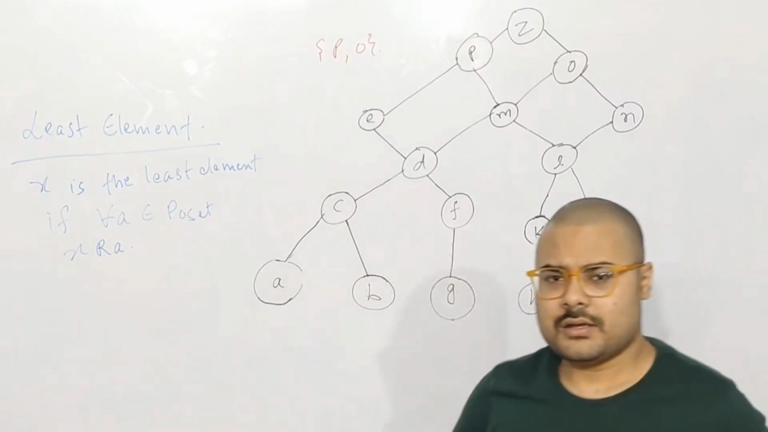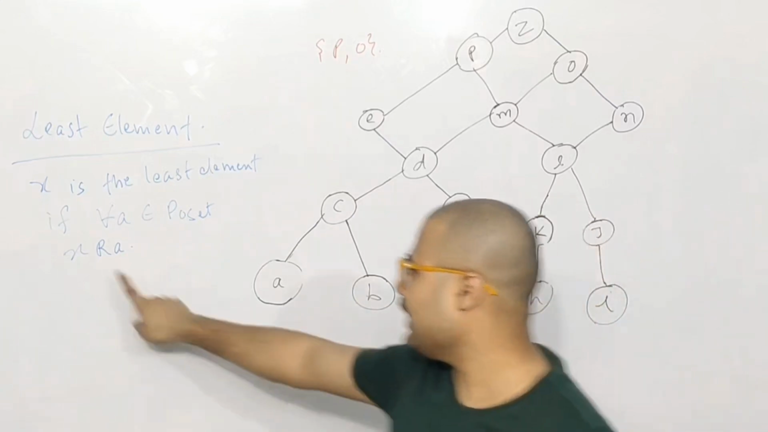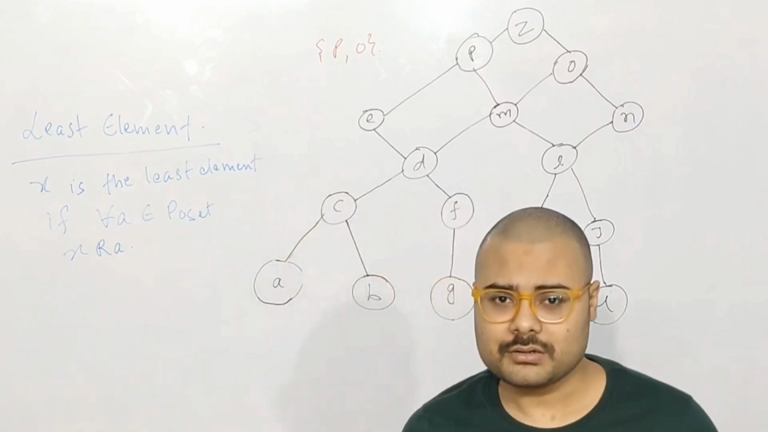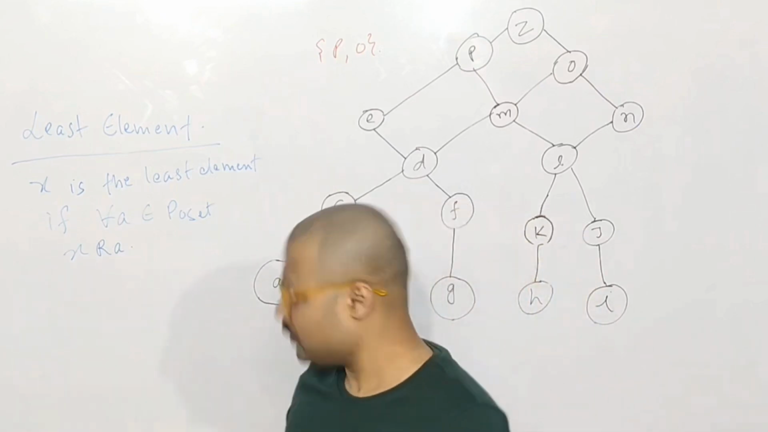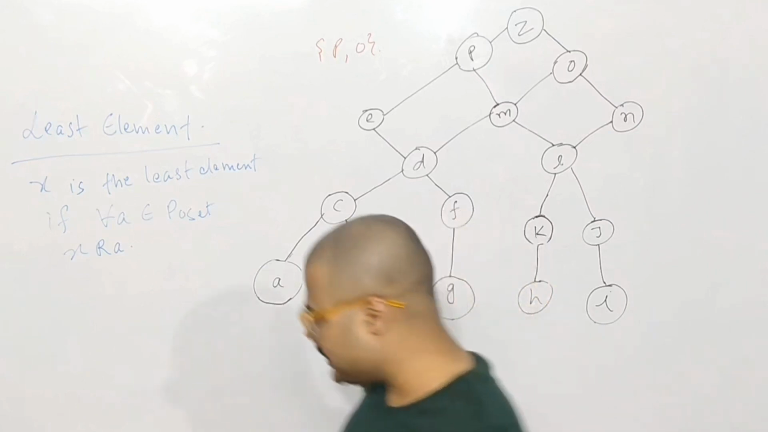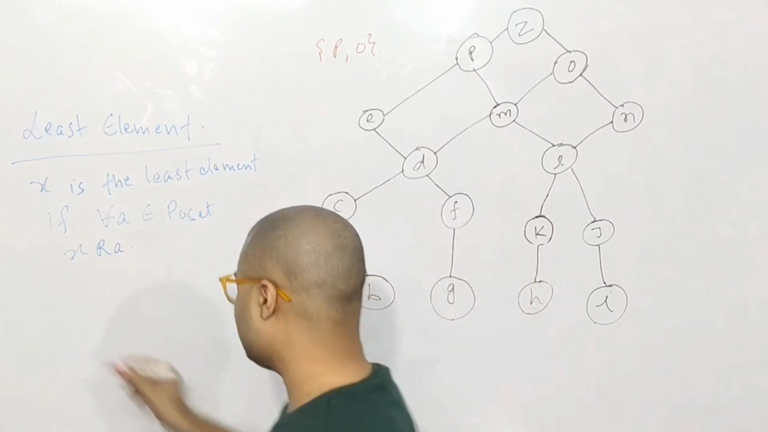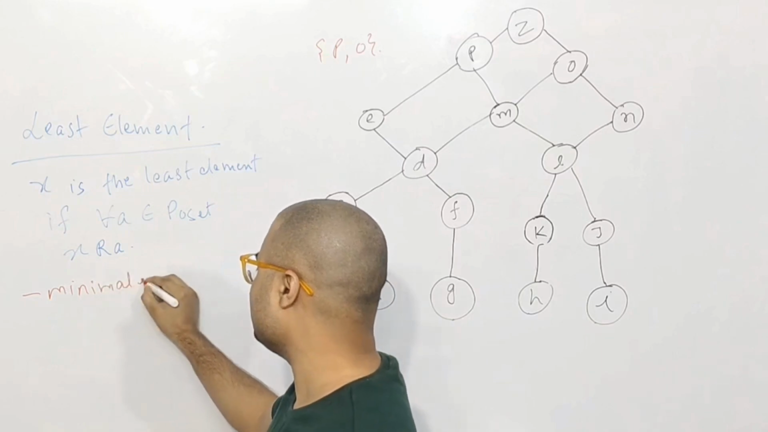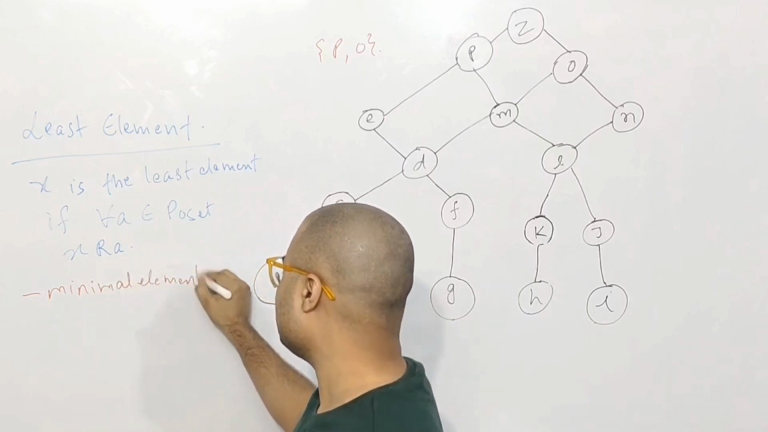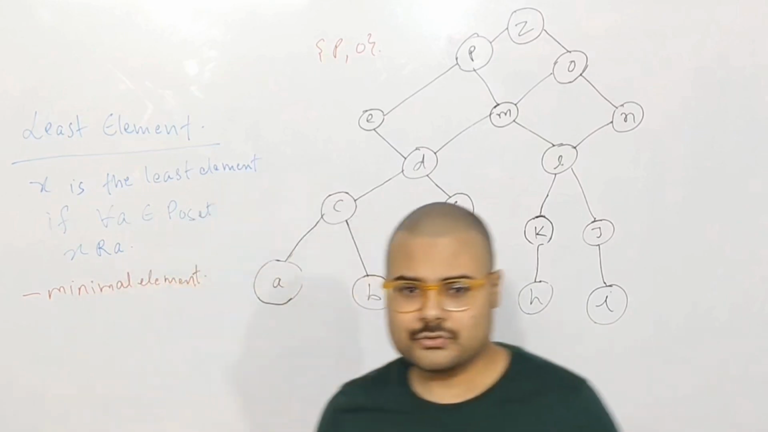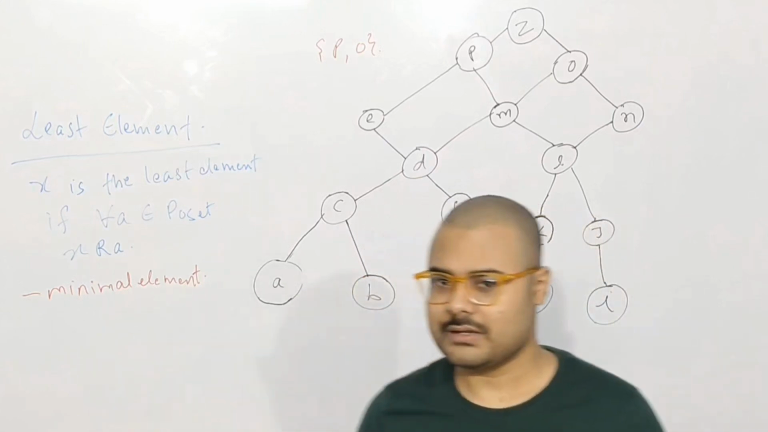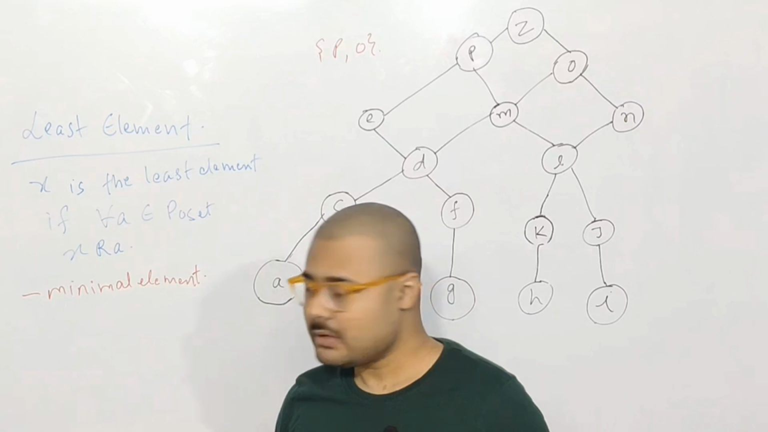Now, if X is related to A, then A is not related to X. So there is no element that is related to X. So definitely this least element is a minimal element. And using the same reasoning as for the greatest element, there has to be a unique minimal element. How?